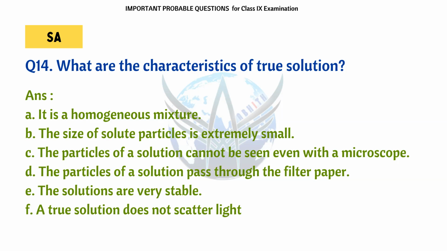We cannot see them under a microscope. Particles of a solution pass through the filter paper. So add one more line that we cannot use filtration. Okay, a solution cannot be separated by filtration. Then the next point is that these solutions are very stable, and a true solution does not scatter light, because the particles are very, very small.